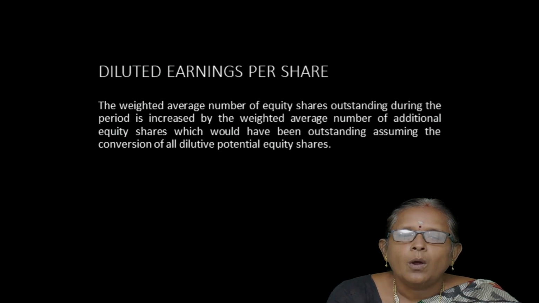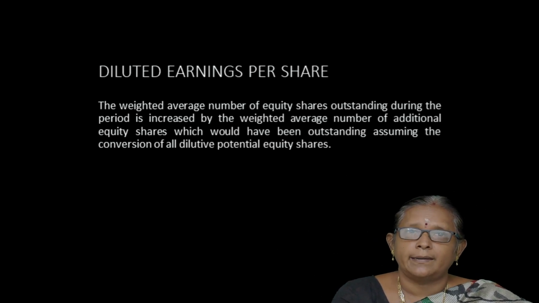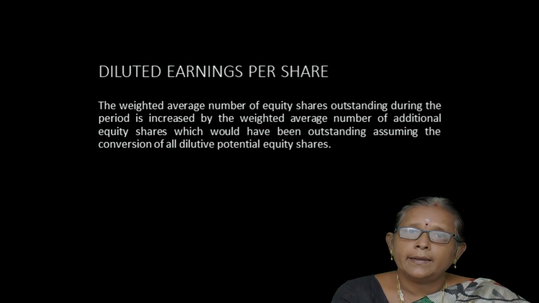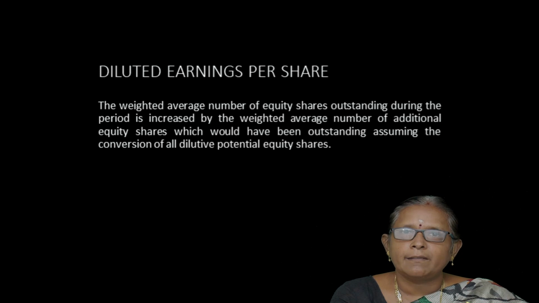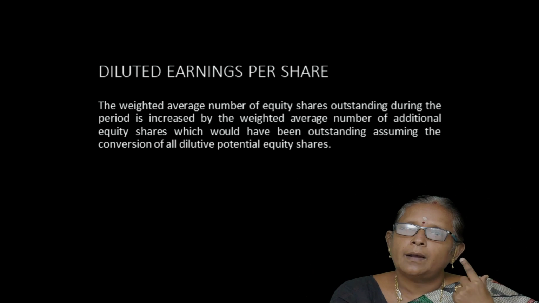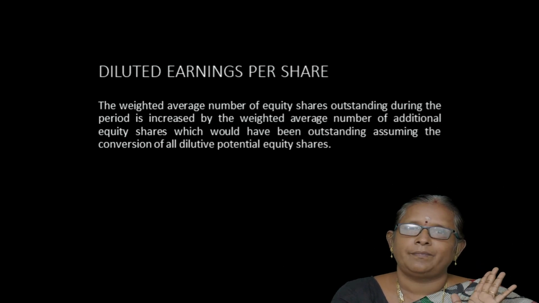Now let us go to diluted earnings per share. What is diluted earnings per share? Diluted. So we have heard this term diluted. So for example, if there are 20 lakhs number of shares and the profit available for equity shareholders is 60 lakhs. So what is the formula for basic earnings per share? Earnings available to equity shareholders divided by average number of shares. So 60 lakhs divided by 20 lakhs, rupees 3 per share. They are enjoying rupees 3 per share.